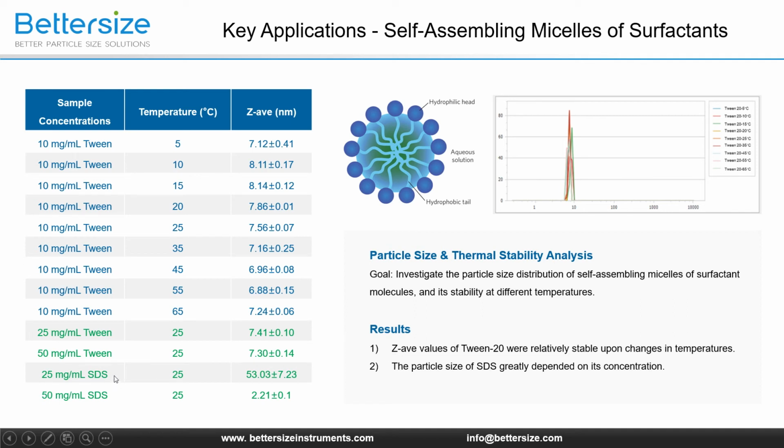At a concentration of 25 mg per milliliter, in addition to the formation of several nanometer-sized micelles, large aggregates of several hundred nanometers also form. When the concentration increased to 50 mg per milliliter, the amount of large micelle aggregates decreased significantly.